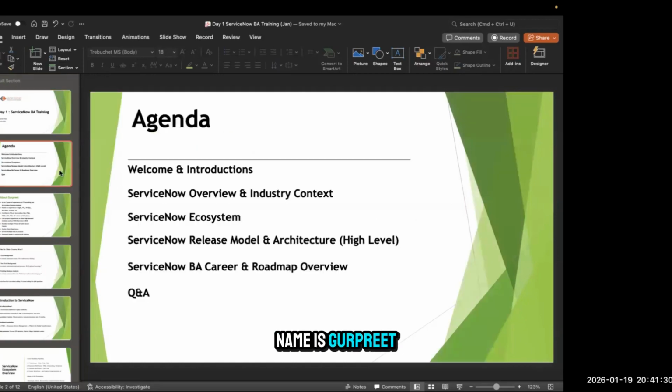My name is Gurpreet, and this is the agenda for today. We will have our welcome and introductions. Then a quick overview of the ServiceNow platform in terms of industry context. Then there is an ecosystem around ServiceNow, which we will cover at a high level today. There are different releases and a little information about the architecture. Then we will understand the importance of the ServiceNow BA specifically, and how the day of a BA looks. Then we will go through the roadmap we are going to cover in this training. At the end of this session, I would love to have some Q&A with all of you so that we can get all our doubts clarified.